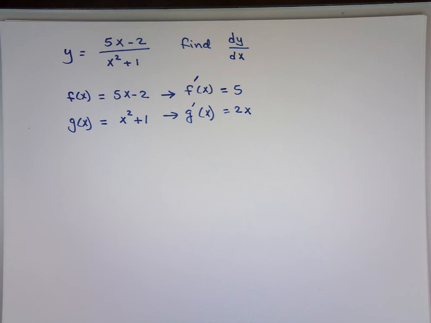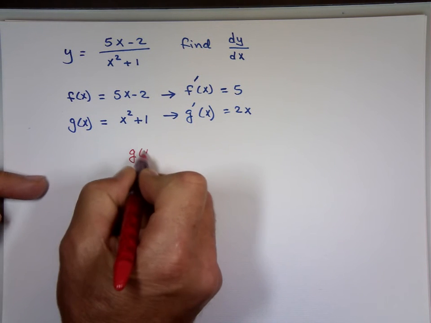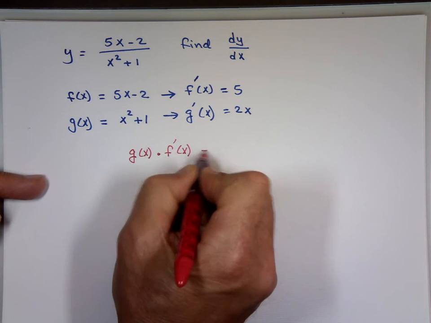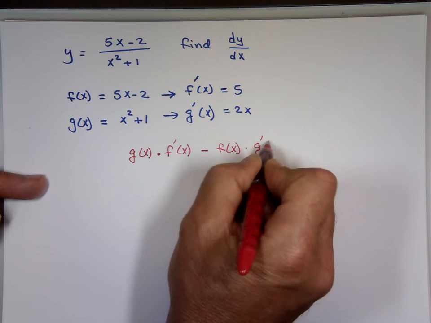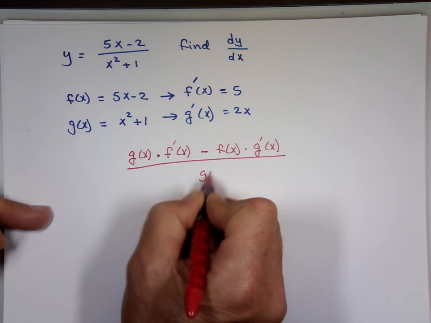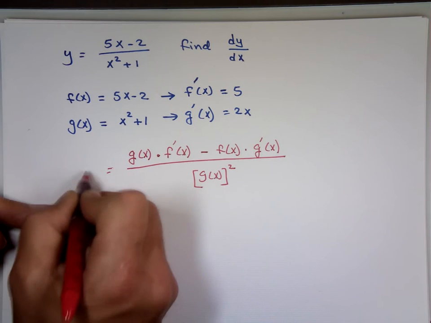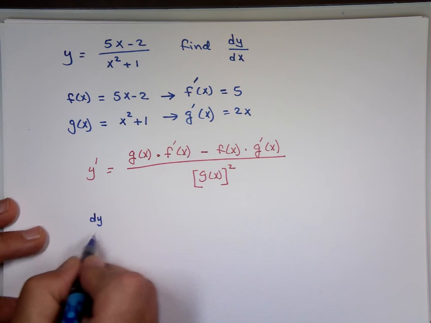Again, once you have them, the quotient rule says what? It's the bottom times the derivative of the top, minus the top times the derivative of the bottom, all divided by g of x squared. So what's dy/dx?